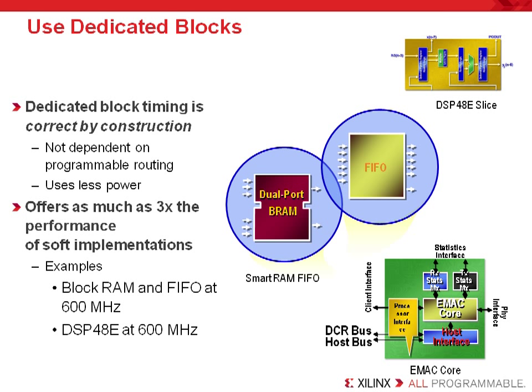Unlike data paths that may contain multiple LUTs and nets in series, data paths that use the dedicated resources do not require any programmable routing delays, except to route to and from the dedicated resource. Another reason to use the dedicated resources is that compared to soft implementations, now that means a LUT and a register implementation of the same component, the speed of the dedicated hardware is significantly faster than, shall we say, a soft implementation.